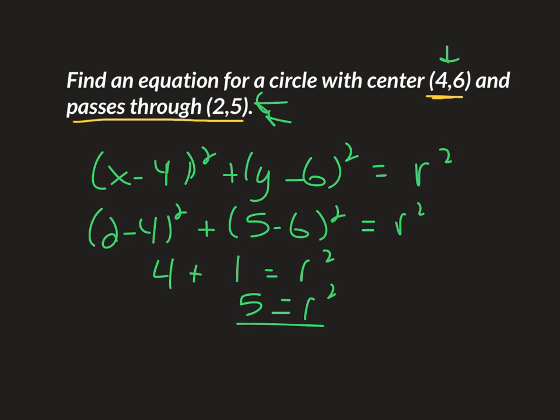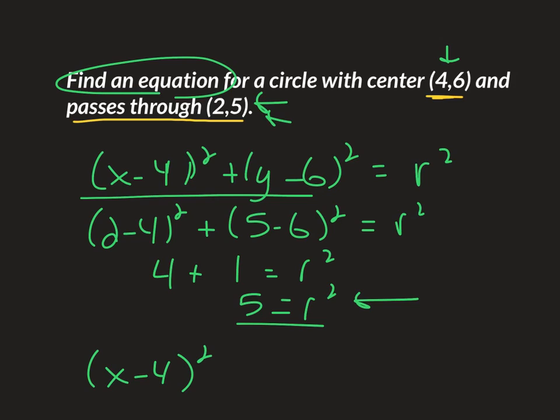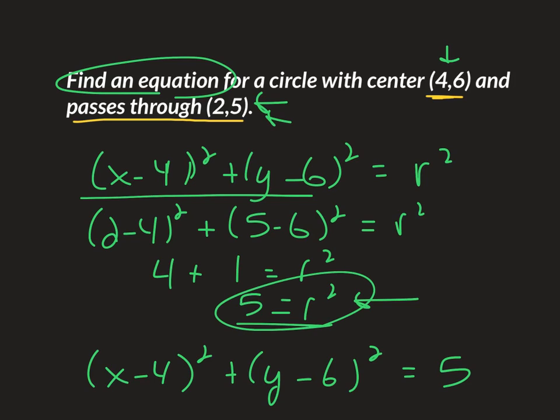Now, that's not the answer. That's what r squared is, which is what you need. But the directions clearly said find the equation. So my equation is putting my center and my radius together. So my answer is going to look like this: (x minus 4) squared plus (y minus 6) squared equals 5. Not 25, but 5, because that's what r squared is, and r squared is what goes there. Okay, so don't square it again. You're good there. All right, one more slide.